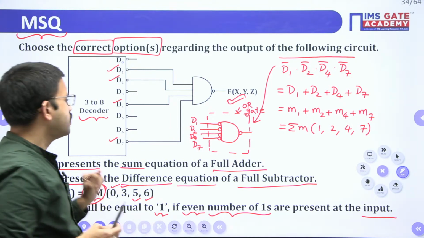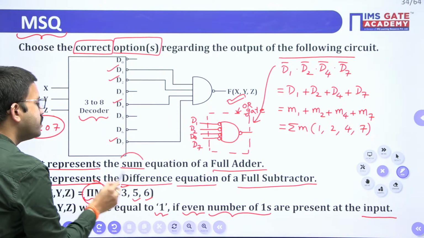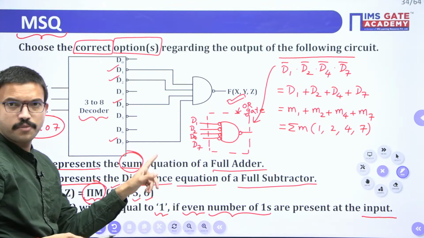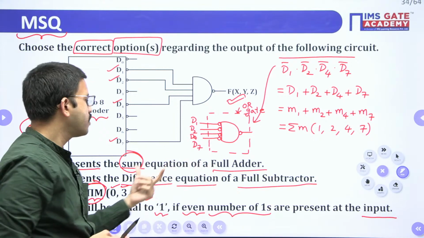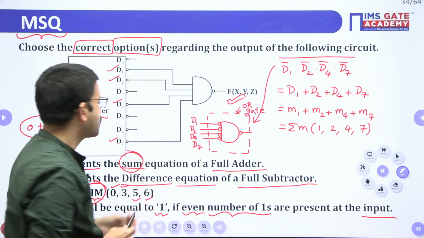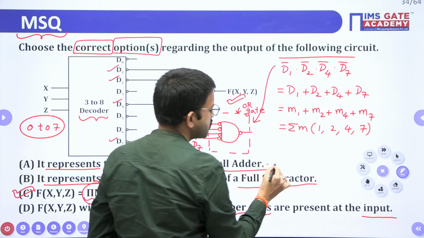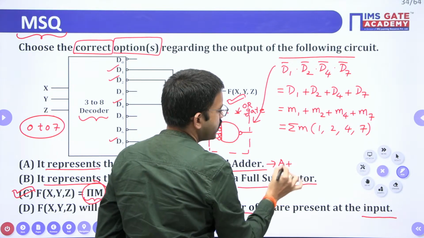Now, I hope all of you are familiar with the full adder sum equation. For a half adder, the sum equation is A XOR B. For a full adder, the sum equation will be A XOR B XOR C.